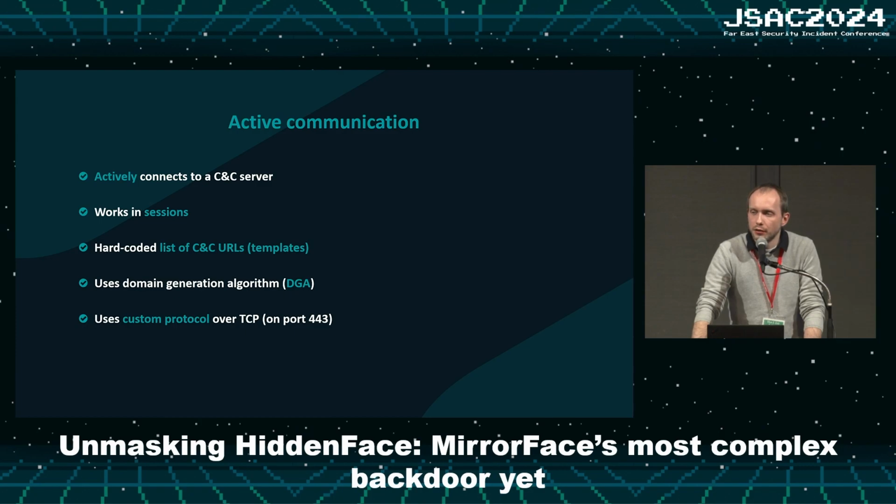HiddenFace contains a hard-coded list of CNC URLs, including templates. And these templates are used by a domain generation algorithm to generate the CNC domains. Also, HiddenFace uses a custom protocol over TCP, particularly on port 443, which is usually used for HTTPS communication.